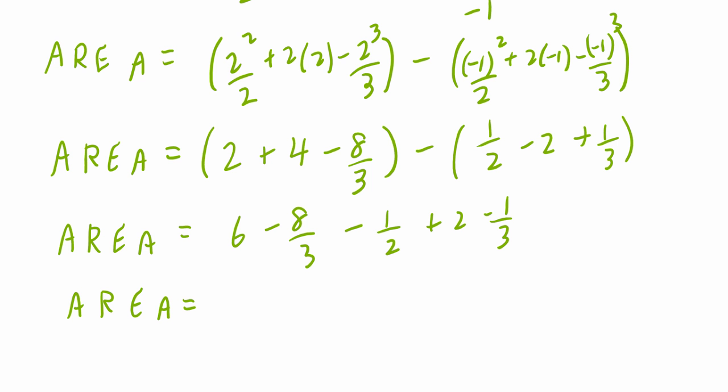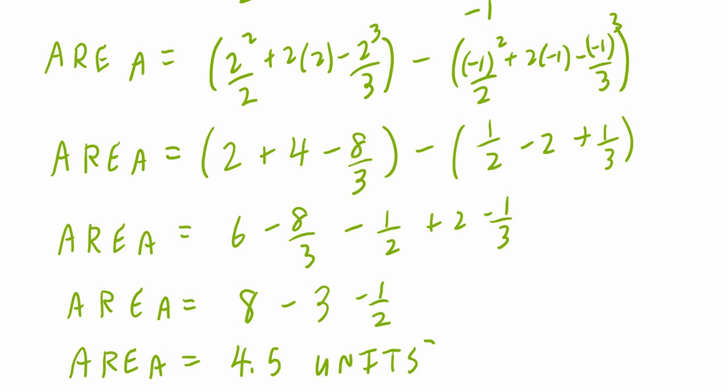And 6 plus 2 is going to be 8. Negative 8 over 3 minus 1 over 3 is negative 9 over 3. That's negative 3. Minus half. Here comes the final answer. Area equals 8 minus 3 is 5. 5 minus half is 4.5. So 4.5. Or you can say 9 divided by 2 units square. I hope this makes sense.